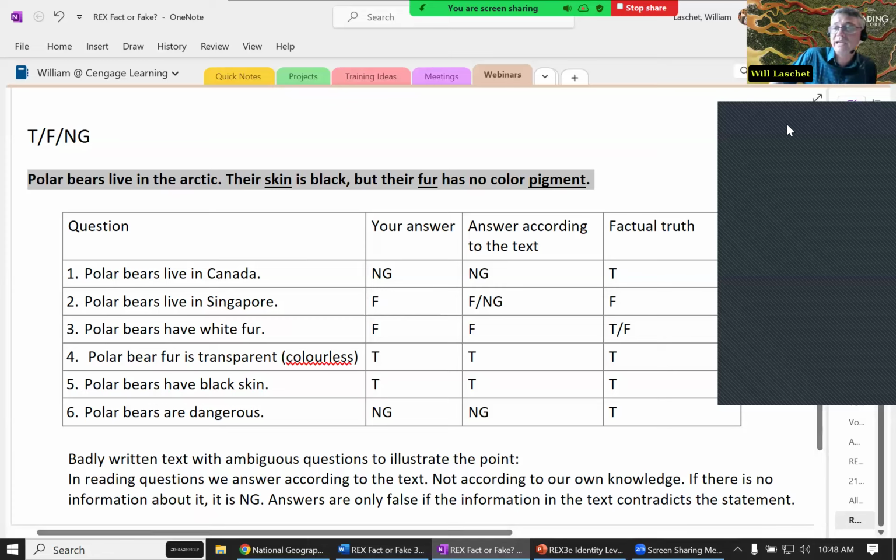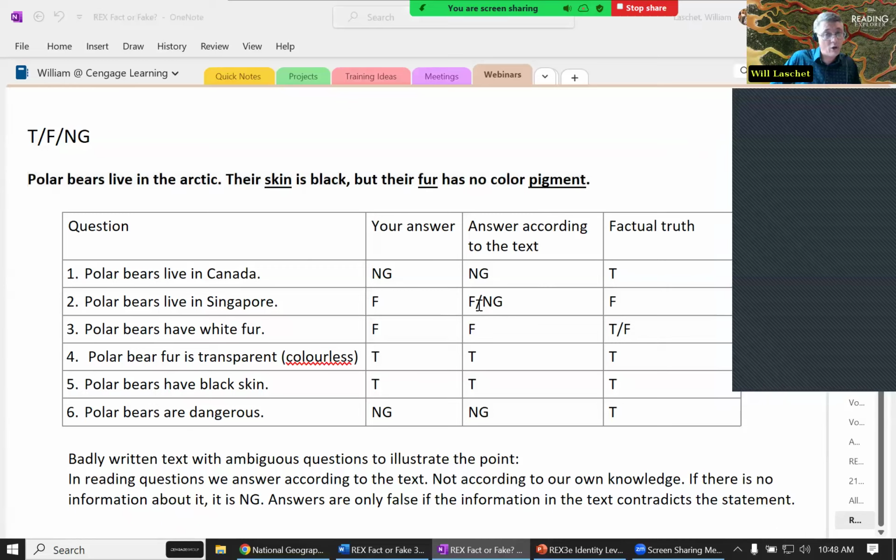Second point is, if you are making your own true, false, not given, you have to be very, very careful, because it's very easy to confuse your students like this. As I say, some answers can be ambiguous and can be confusing.